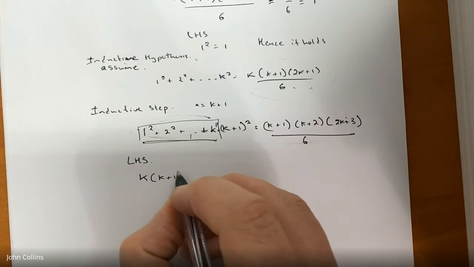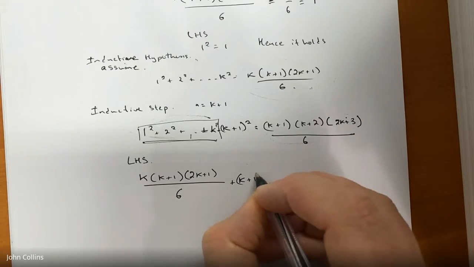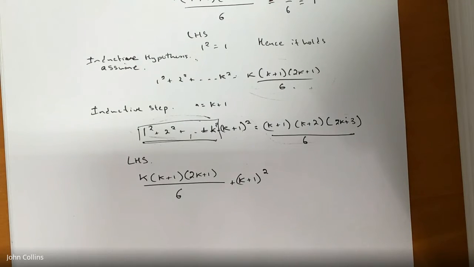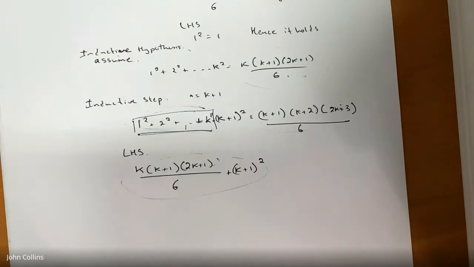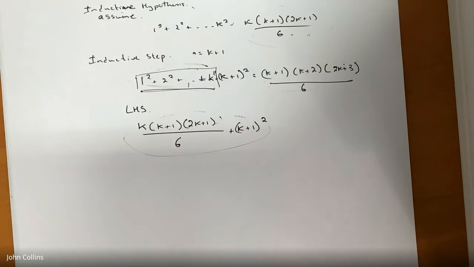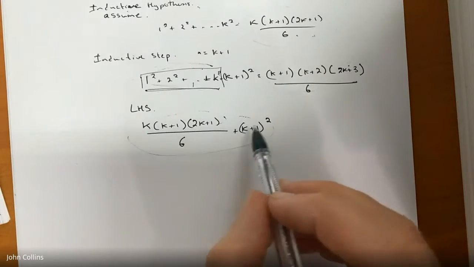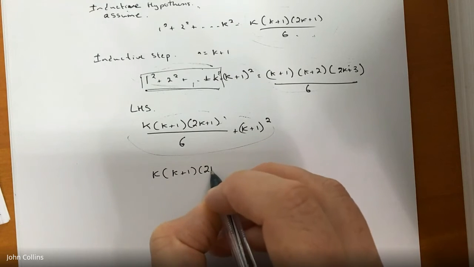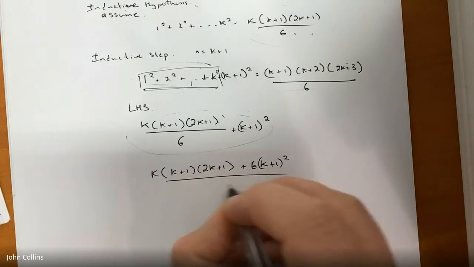k times (k plus 1) times (2k plus 1) all over 6 plus (k plus 1) squared. Okay, so that's another way of writing this, and I haven't broken any rules, that's fine. Now I have to get this to look like what I'm trying to prove, and that's more algebraic manipulation at this stage. I decided the first thing I would do was get a common denominator of 6. So it's going to be 6 times this, all over 6.